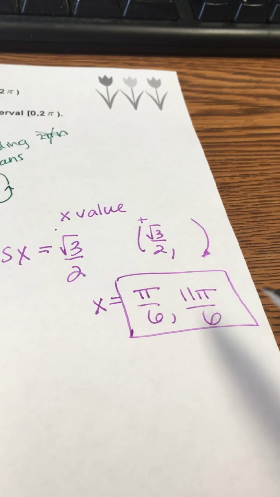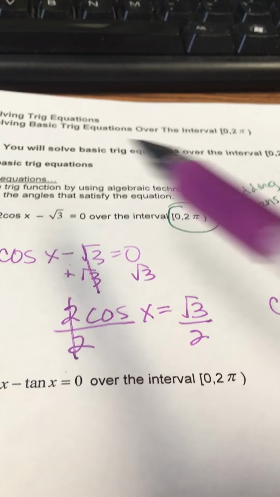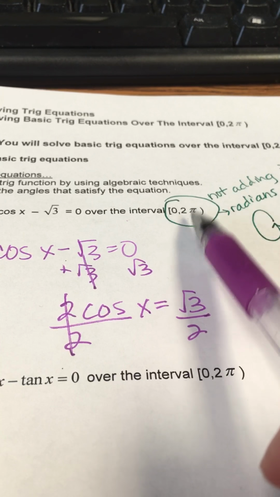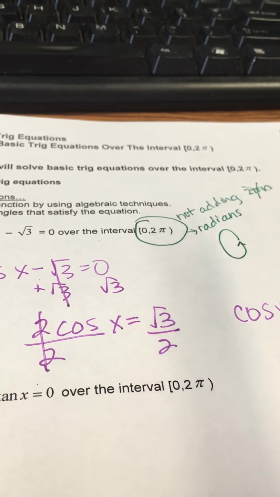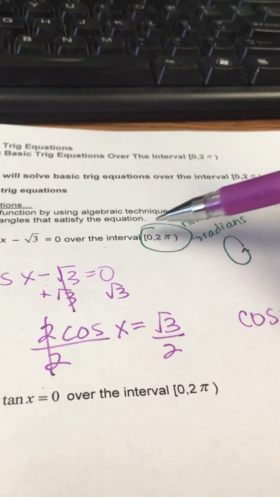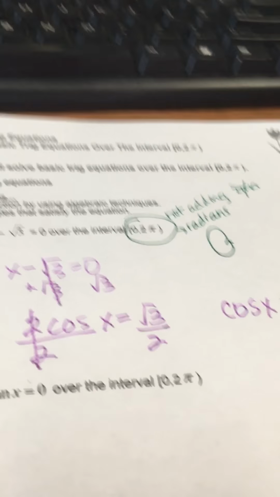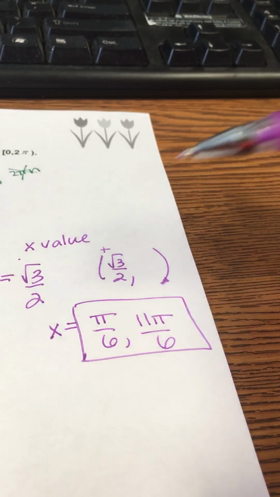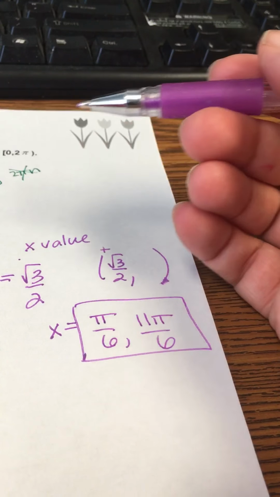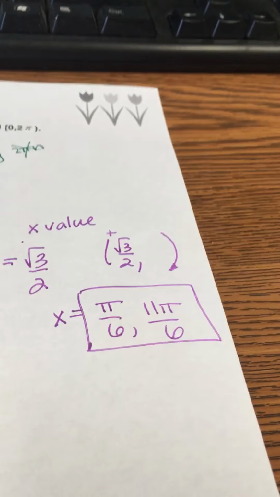So very much similar to what we did, but instead of going around and around a circle, you just got to pay attention. It says in the one interval of one circle in radians. It could say from 0 to 360 degrees, and then you would just give me 30 degrees and 330, and so you just give me the degree answer like you did on the last unit test.